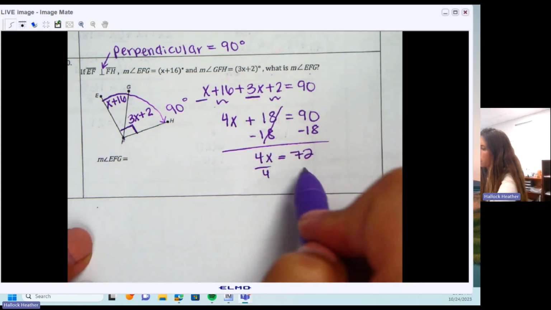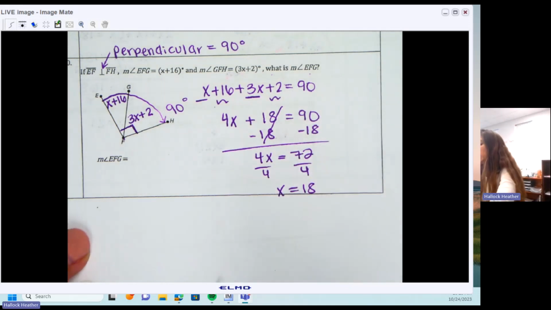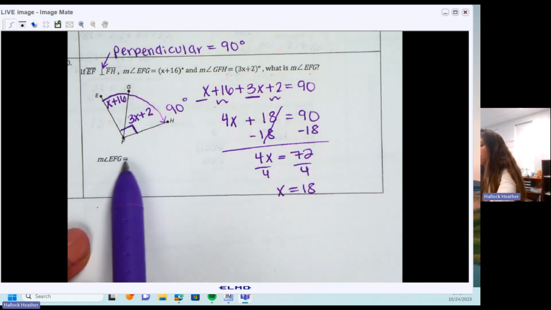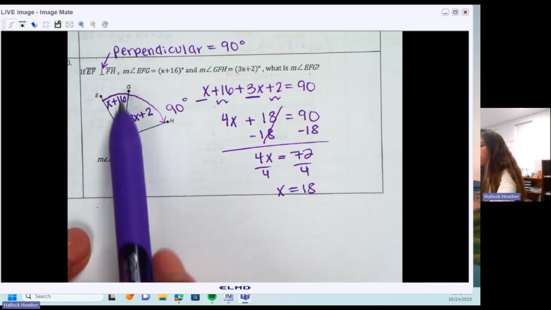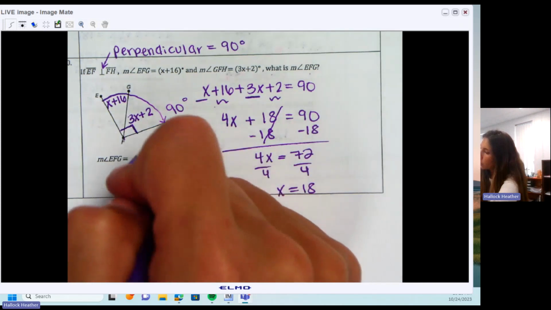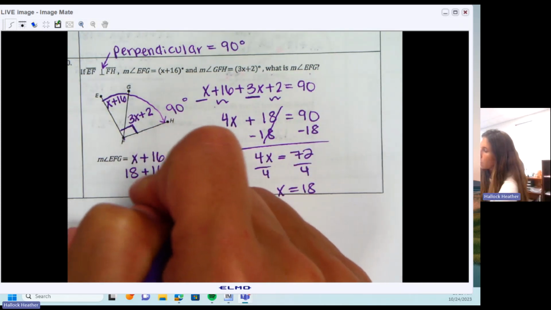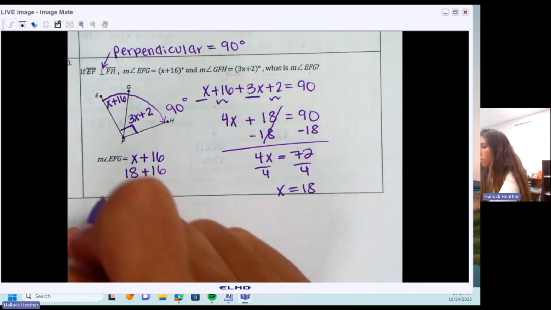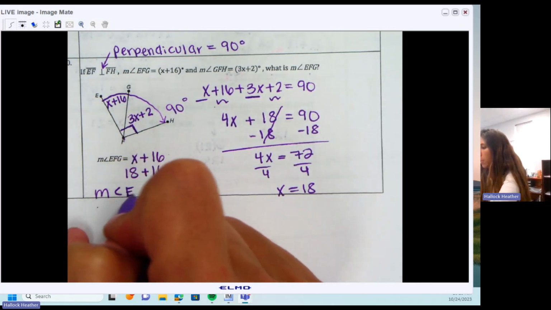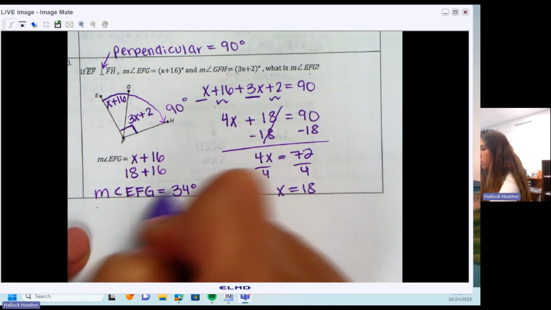And then divide by 4. So x equals 18. It wants the measure of angle EFG. EFG is x plus 16, so I'm really doing 18 plus 16. I'm substituting it back in. So the measure of angle EFG is technically equal to 34 degrees.